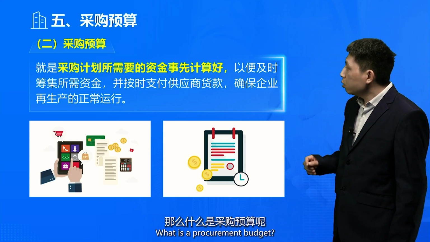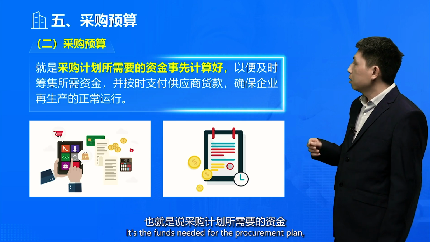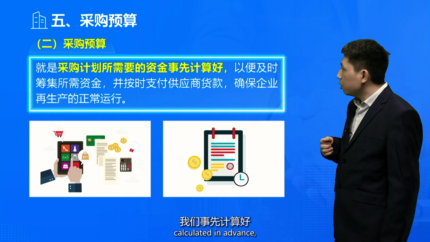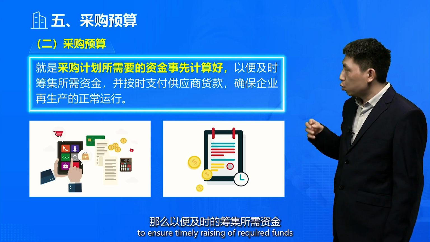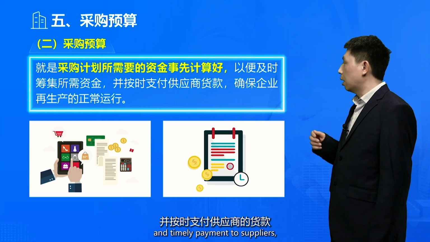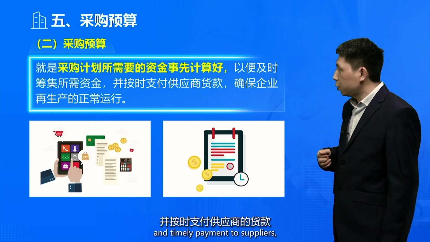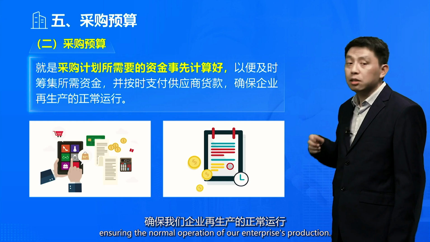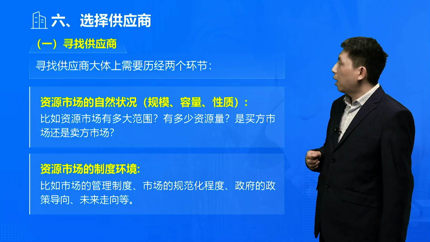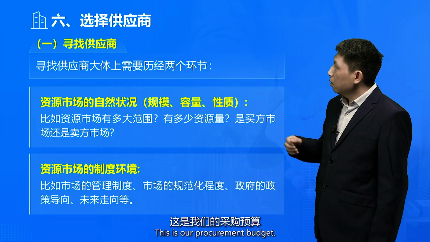Now, let's consider the procurement budget. What is a procurement budget? It's the funds needed for the procurement plan, calculated in advance, to ensure timely raising of required funds and timely payment to suppliers, ensuring the normal operation of our enterprise production. This is our procurement budget.